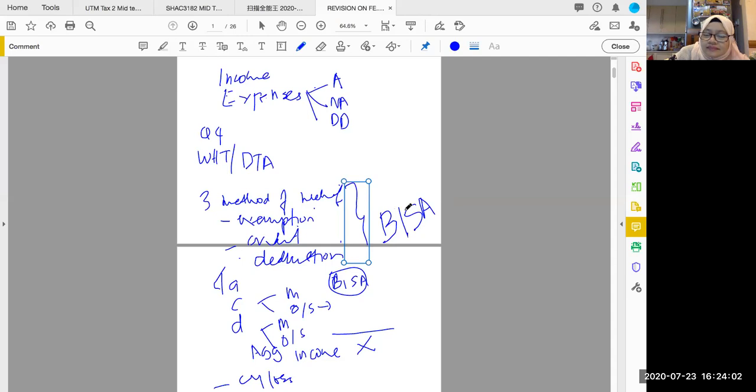Banking. Okay, I've got B. I is insurance. S is shipping, I think. Betul. Airlines. A for airlines. So for this industry, banking, insurance, shipping, and airlines are special industries, right?